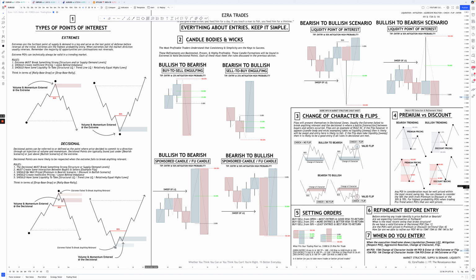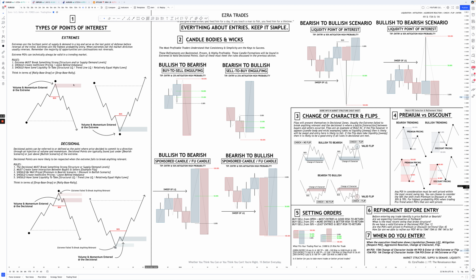You're going to really filter your POIs, and you're going to stop getting distracted with levels that simply are not valid. All right, so by now, you should have a good understanding of how to prevent yourself from getting into traps and preventing a lot of the losses that come into trading.